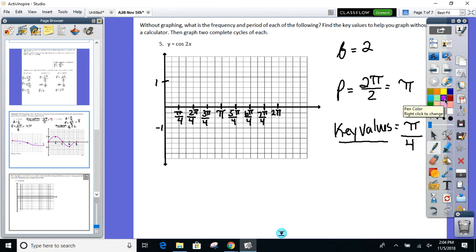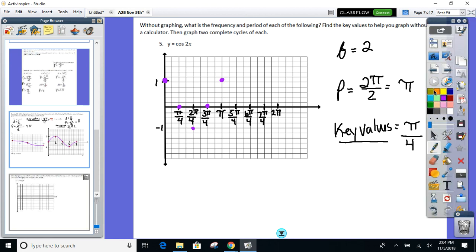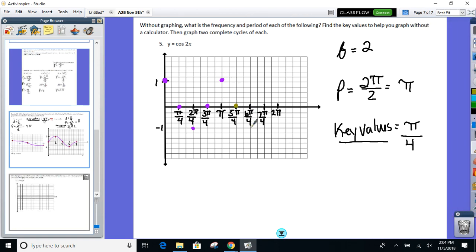Cosine graph, where are you starting it? Max. Then it goes to? Yep, finish strong here. You guys know how to plot the rest of it. I don't think I need to ask, do I? -1, 0, 1. There's 1 cycle. And then graph your second cycle. Yep. Just going to keep following the pattern again. Max, 0, min, 0. Finish at the max.